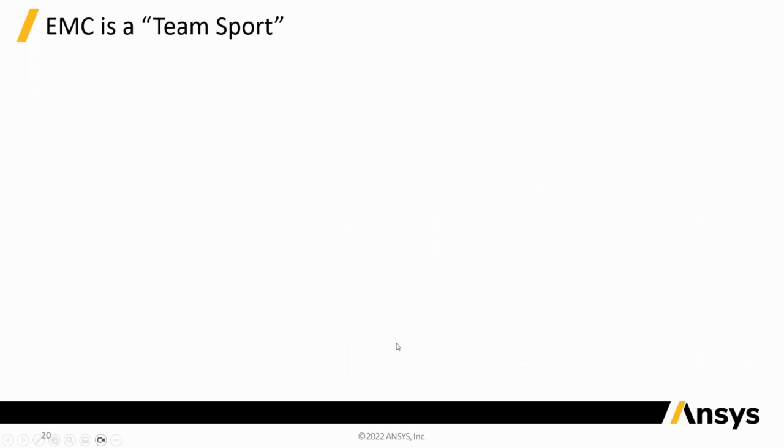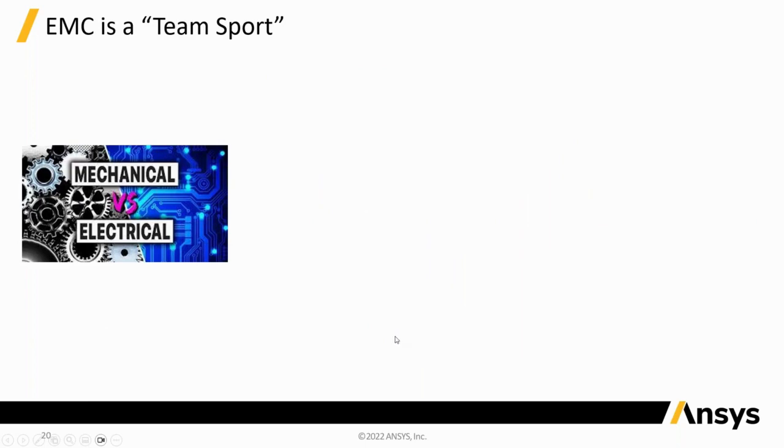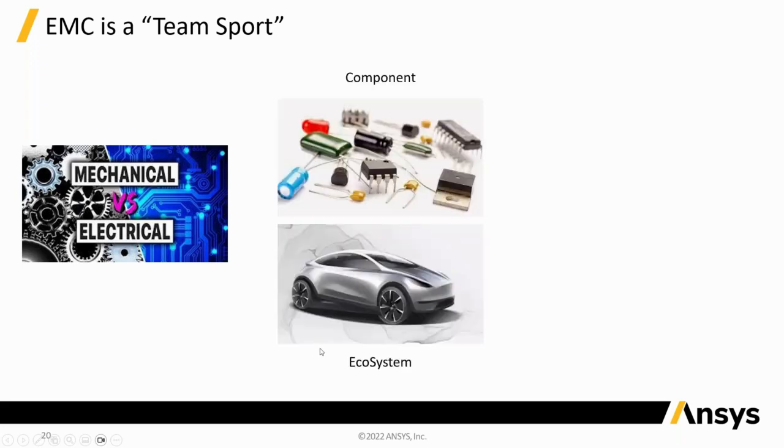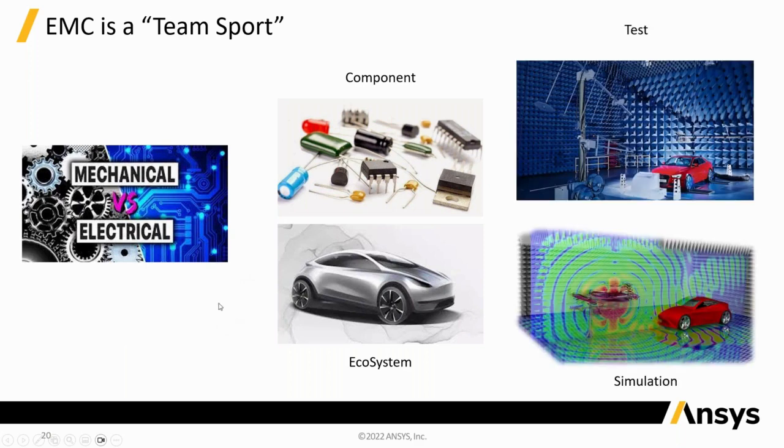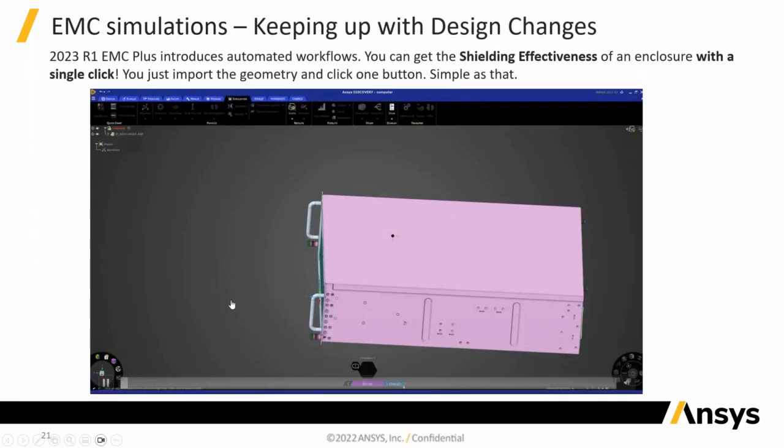I mentioned before looking at the ecosystem. So electromagnetic compatibility, it's a team sport. You have to have your mechanical or your packaging guys working closely with the electrical teams. You really have to also consider the component level simulations and validations you do, along with the ecosystem. I mentioned the components can be emitters or victims of EMI, EMC events. And then finally, you have to also correlate and validate your simulation with testing and vice versa. All of those are things that this solution is designed to let you do.